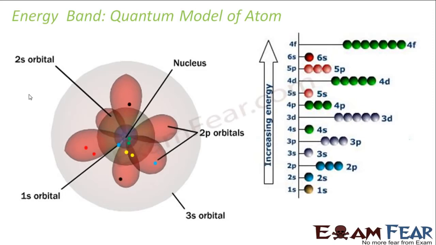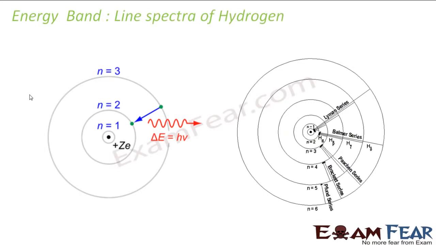Let's suppose this one has x energy, 2s has x plus y, 2p has x plus y plus z. It keeps on increasing, so we can have different energy bands, correct? And the moment you give some energy, the electrons jump from one energy band to another. When it comes back it emits light. If you give some energy, the electron will jump from one orbital to another orbital.